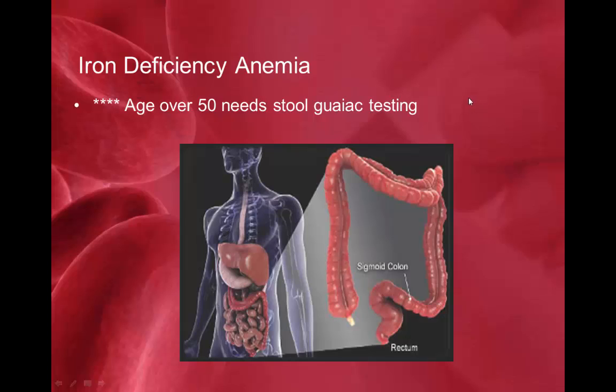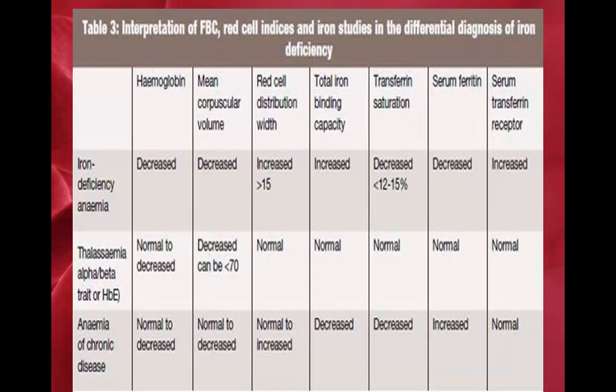You have to make sure that you ruled out the most common cause, which is GI, by doing a stool guaiac testing, which is a stool for occult blood. Okay, so this is basically to differentiate the types of anemia. You have the iron deficiency anemia. Both are microcytic. You have thalassemia and iron deficiency anemia. How do you basically differentiate this?